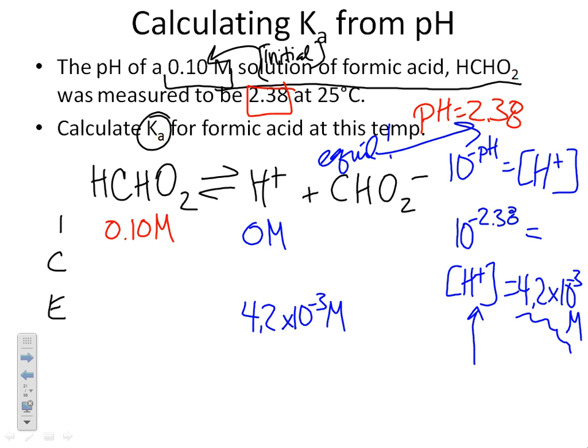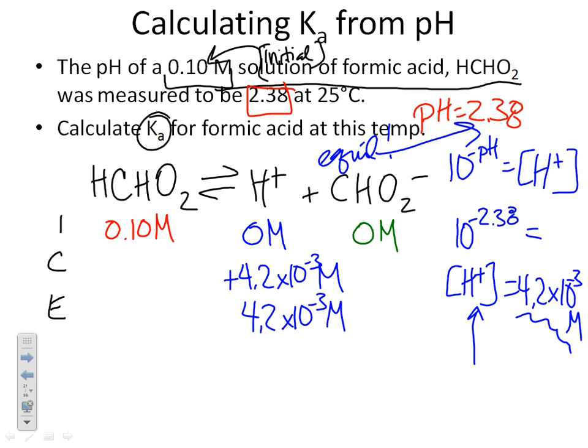From these three values, we have enough information to fill in everything else in the ICE chart. Recall that all the products start at 0, so the formate ion is also starting at 0. Now we can fill in the change for the hydrogen ion because, how do you get from 0 to 4.2 times 10 to the minus third? Well, you have to add 4.2 times 10 to the minus third. Then you're going to use stoichiometry, use the molar relationships to take the change that you see in the H plus and apply it to the change for the formate ion and the change for formic acid. It's real easy here because everything is 1 to 1 to 1.